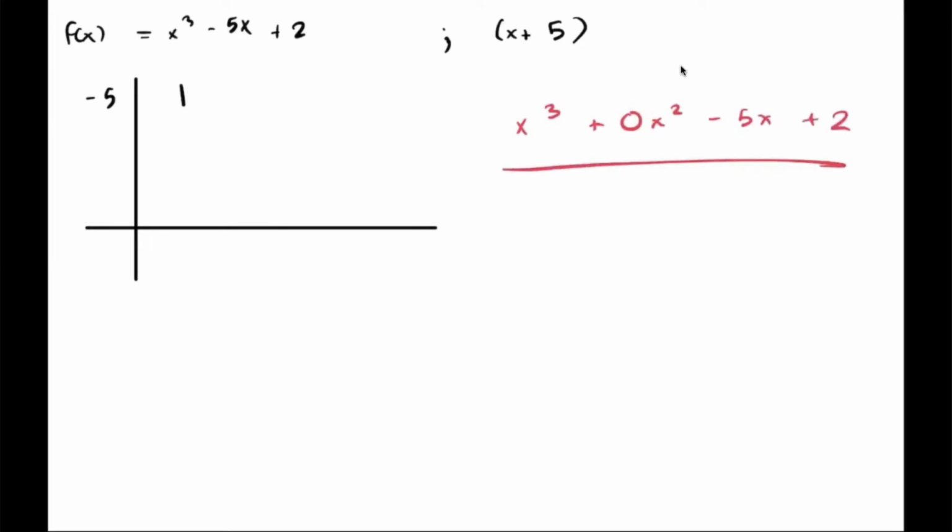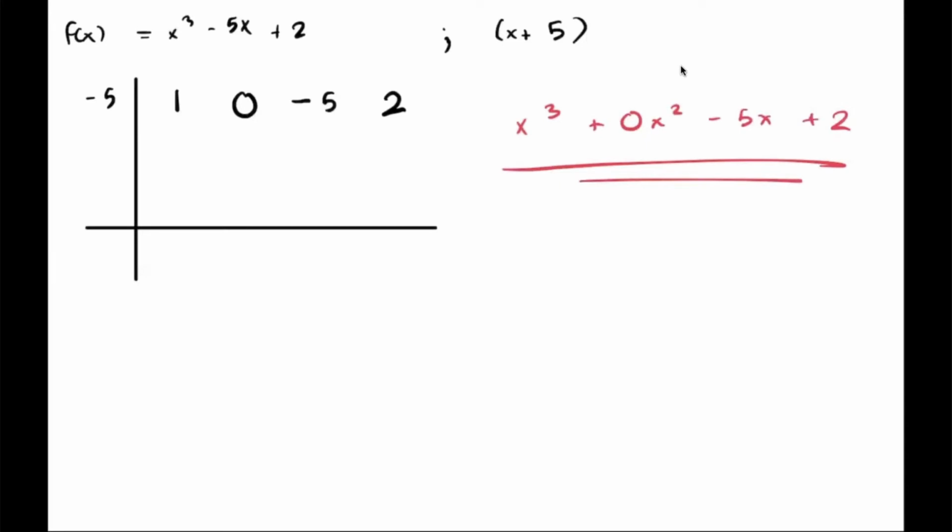So this is how you want to try and visualize this polynomial in order to use synthetic division to solve it correctly. Because you cannot, for example, just write 1, then negative 5, then 2. That would be wrong. So what you have to do is write 1, then 0, negative 5, then 2. This will be the correct way to do it.